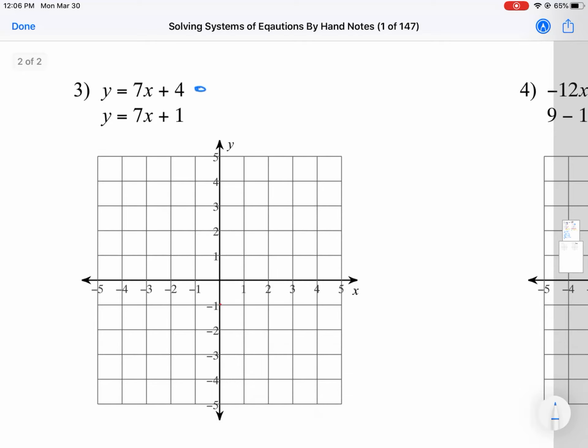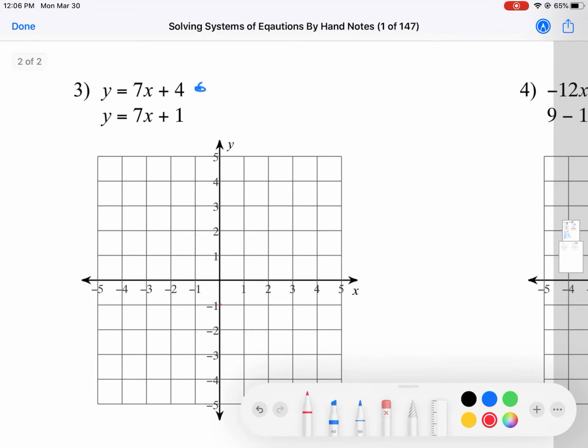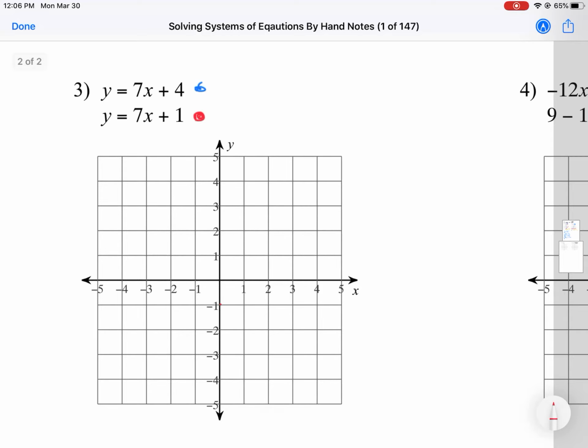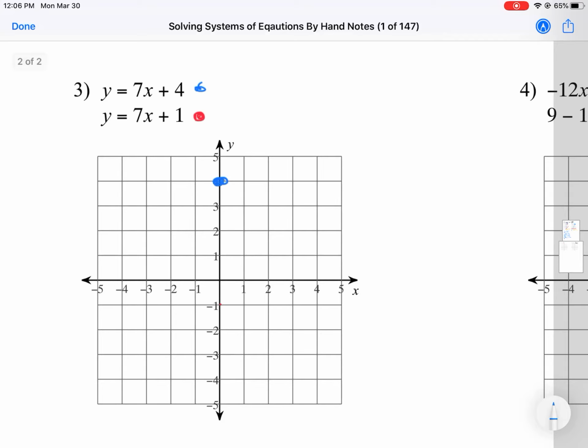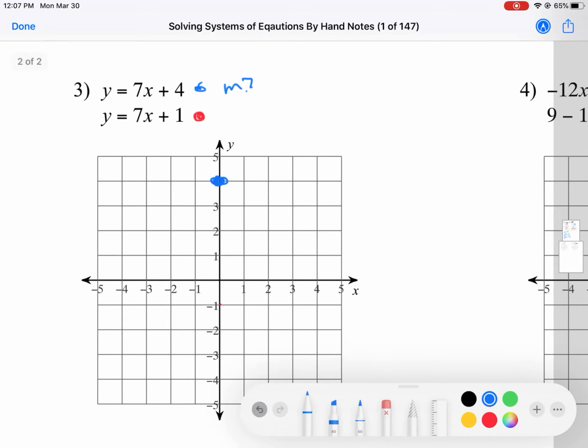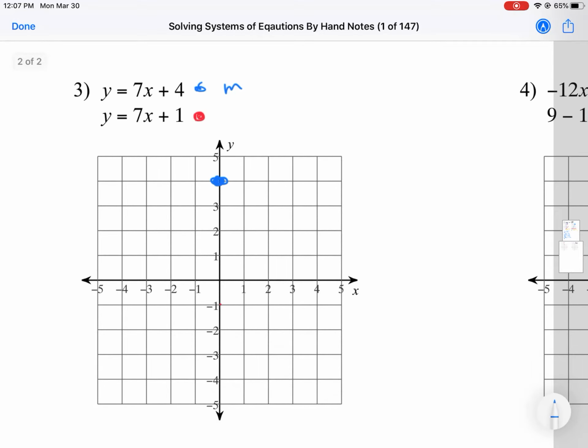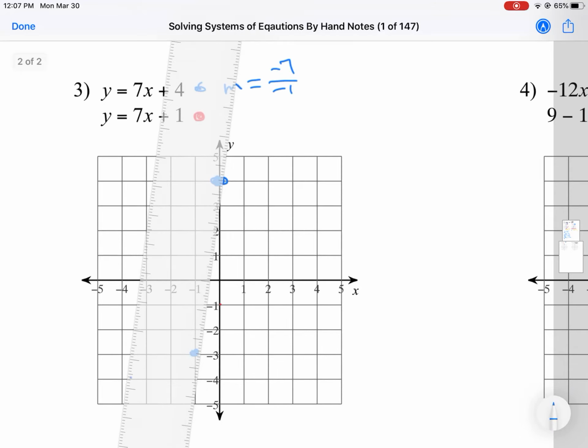So number 3, let's simply just start by graphing it like we have been. This will be my blue graph, and this will be my red graph. So for y equals 7x plus 4, let us graph my y-intercept. Step 1. My slope is 7 over 1, but I can't go up 7, so I'm going to go down 7, left 1. 1, 2, 3, 4, 5, 6, 7, left 1. There's my graph there.